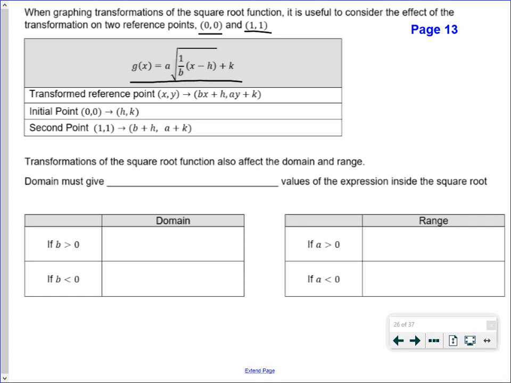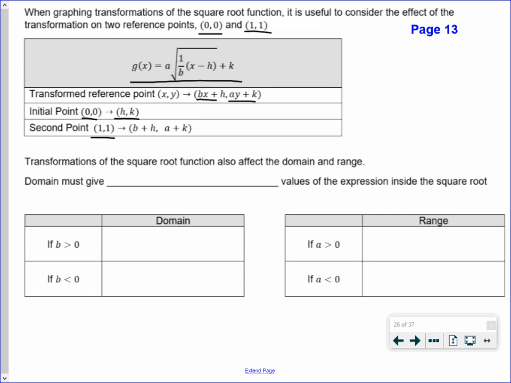When we're transforming these points, we get our a, b, h, and k from our function. From that, we could put them into our normal transformation rule that we see throughout the year, bx plus h and ay plus k. But you don't really need to do that here, since we're only using (0, 0) and (1, 1). The transformation rule for the initial point (0, 0) will just be (h, k).